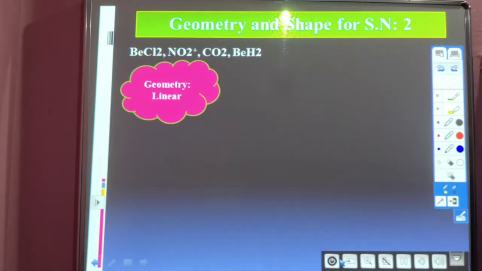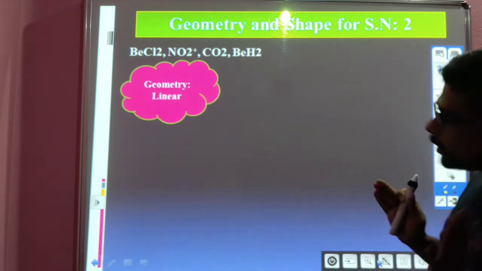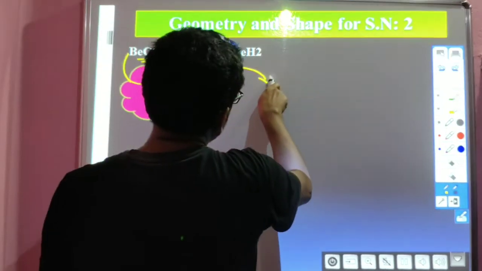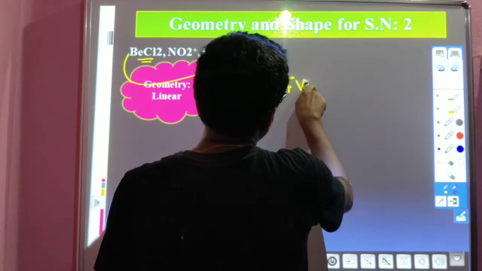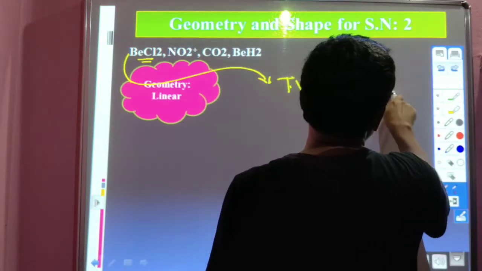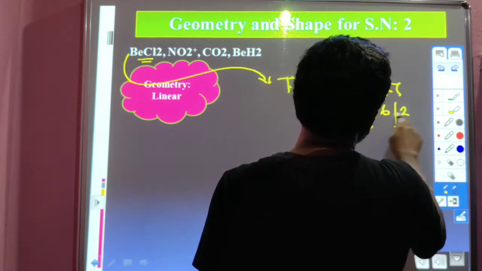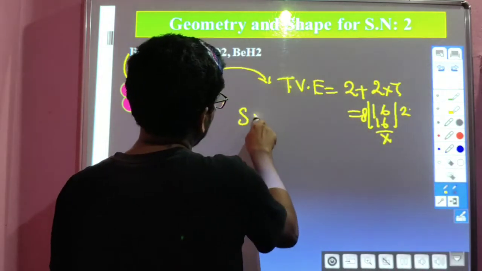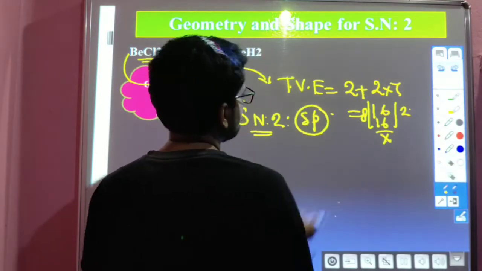In this case, geometry and shape for steric number 2. See, if I take one example, BeCl2. How can we calculate the steric number? Total valence electron: 2 plus 2 multiplied by 7 is equal to 16. If you divide it by 8, that will give you 2. So steric number 2 means sp hybridized.